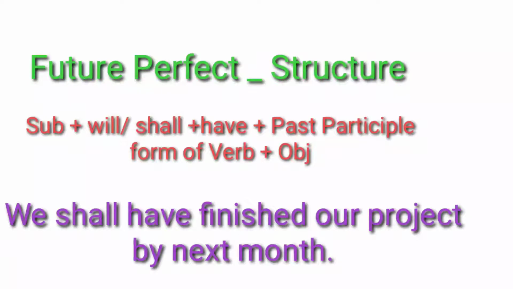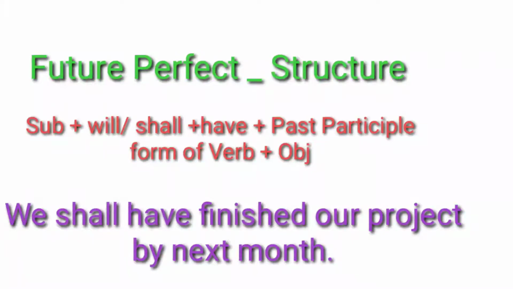Come to the sentence. We shall have finished our project by next month. Here we use subject, shall have, finished is the past participle form of verb, our project by next month. Here you have to be very careful. When do we use future perfect tense? We use future perfect tense in future, and you are giving assurance that the work will be completed in a given period of time. Then we use future perfect tense.